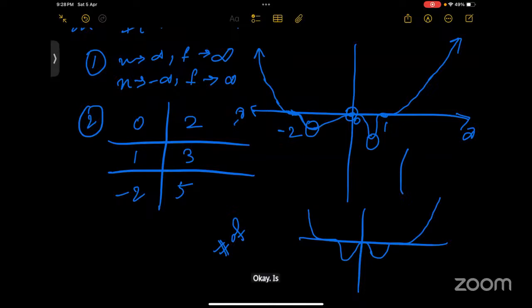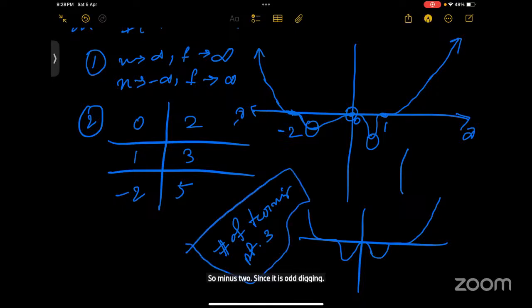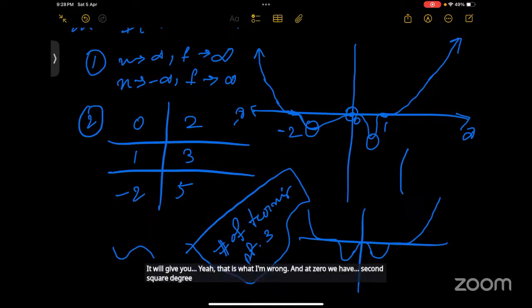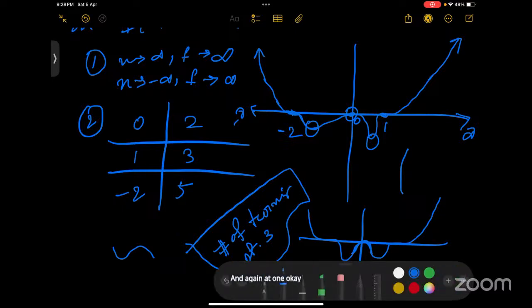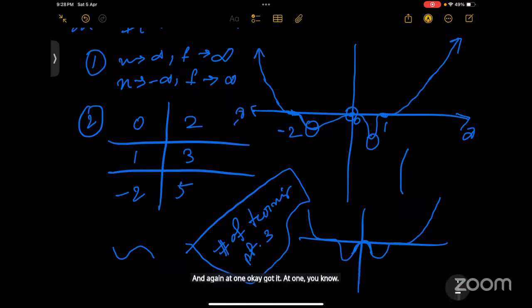Is it fine? Any doubt? So at minus 2, since it is odd degree, we will find this type of figure, right? Yeah, that is what we have drawn. And at 0, we have even, second degree, so it should be like a parabola. Yeah, like that. And again at 1, it's odd degree, so this, yeah, and this. Yes, perfect.